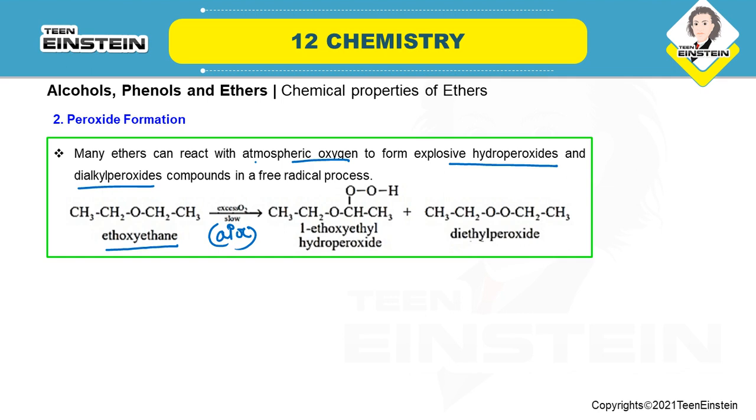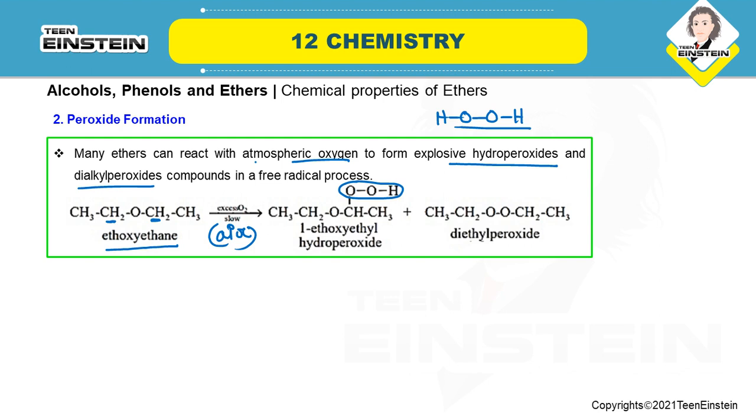Now what will happen? Two types of reaction are possible. Any of this hydrogen, that is the hydrogen present on the carbon adjacent to oxygen, may be replaced by this OOH, and this molecule is known as hydroperoxide. Peroxide is this molecule, HOOH. So as if this part is attached by removing the hydrogen of these CH2 groups, and we are getting 1-ethoxy-ethyl hydroperoxide.